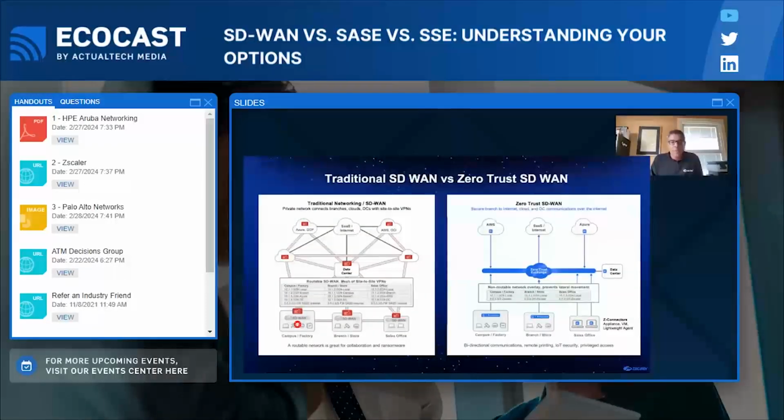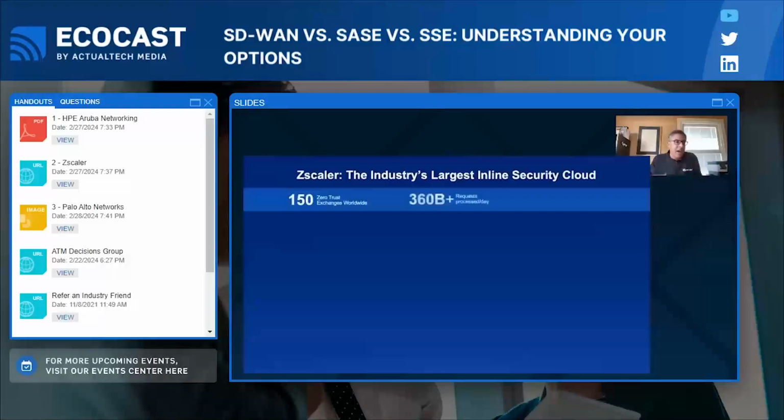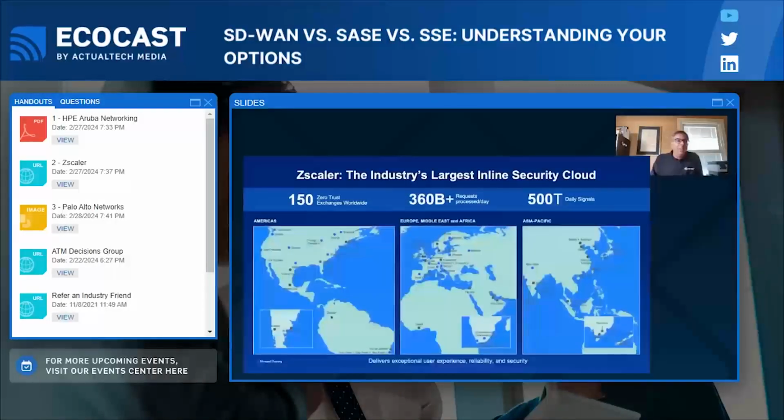Now, how is this actually provided? So Zscaler has what we would call the world's largest inline security cloud, over 150 exchanges or service edges around the world. You see some maps there showing where these exchanges are. Processing over 360 billion transactions a day, which is 20x what Google processes. It's quite a tremendous number of requests, providing over 500 trillion daily signals, which gives us the ability to provide the insights that we can on top of the service cloud that we offer.